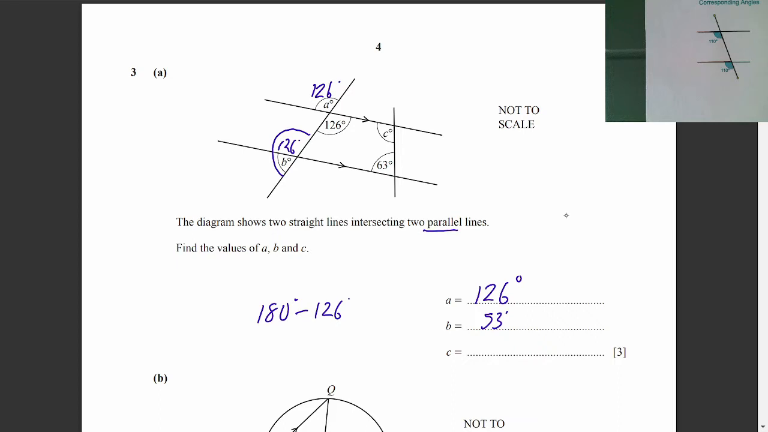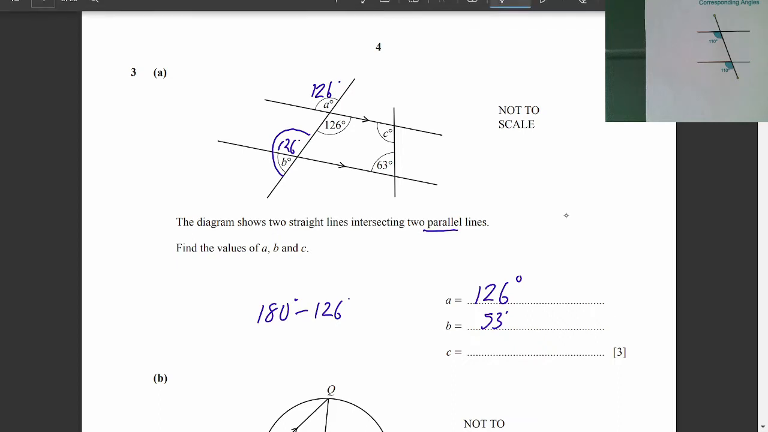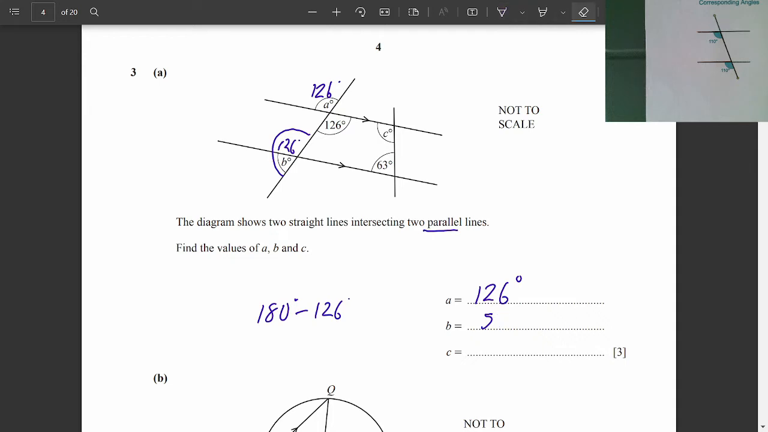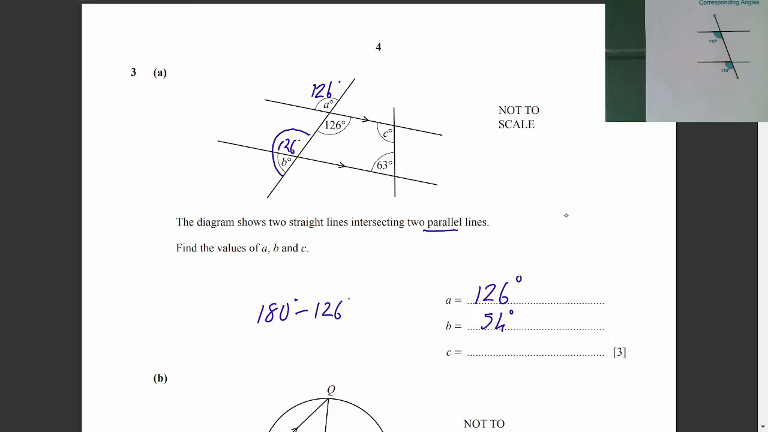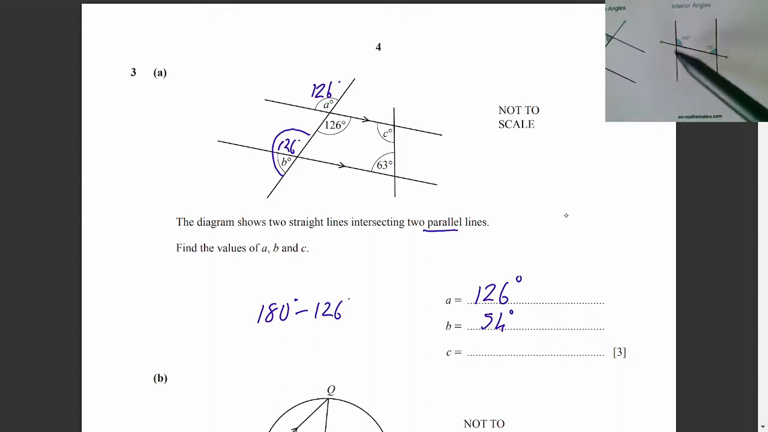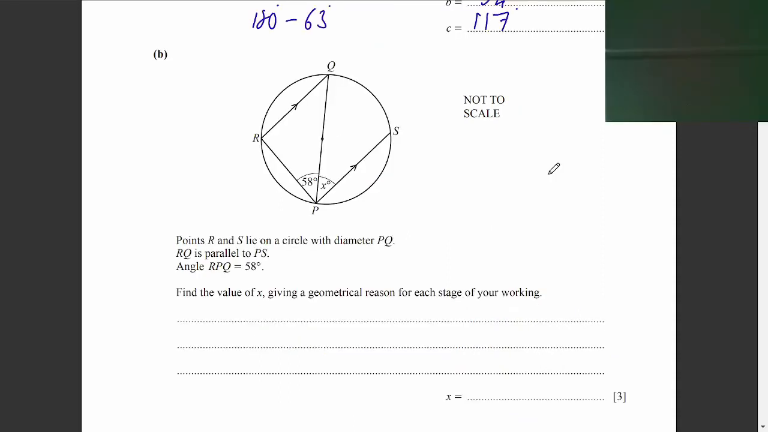Okay, 54, of course. 53, 54, don't be silly. Right, so B is 54. Last one, C. That's clearly interior angles, which adds up to 180. So again, we do 180 minus 63, and this time it will give us 117. Get it right.